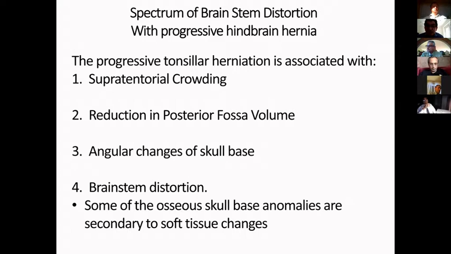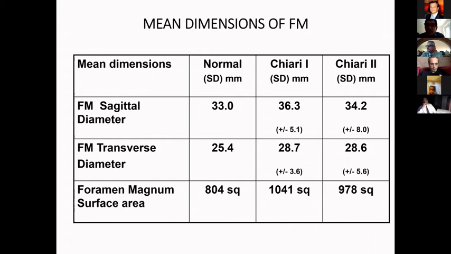So you lose a few millimeters of the base of the skull, because the lowermost tip of the clivus actually incorporates into the odontoid tip, which becomes dolichoid. So the size of the posterior fossa is affected by a skull-based anomaly and becomes smaller. And of course, all of this will lead to other things. Now, what we discovered when looking at the foramen magnum is that in Chiari 1 and Chiari 2, the foramen magnum sagittal and transverse diameters, as well as the surface area, are larger in Chiari 1 and Chiari 2.